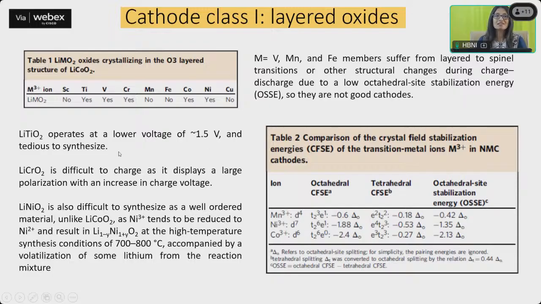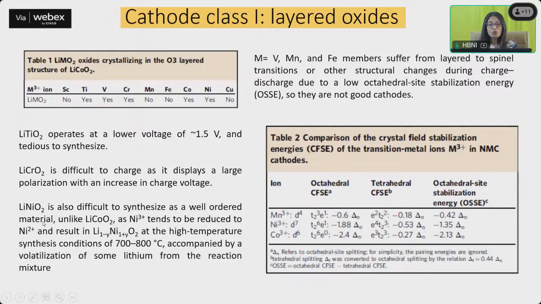So the synthesis is also not very easy. That is why this was not really considered, because definitely it is going to bring down the energy density of your battery. Then lithium chromium oxide is difficult to charge. Why? Because it displays a very large polarization with an increase in the charge voltage. If there's a lot of polarization, that means a lot of overpotential has to be given. So this brings down the efficiency of the battery. So that was also not used.